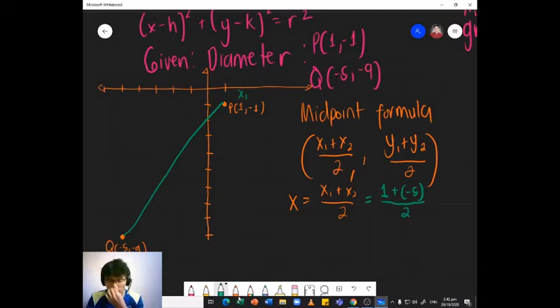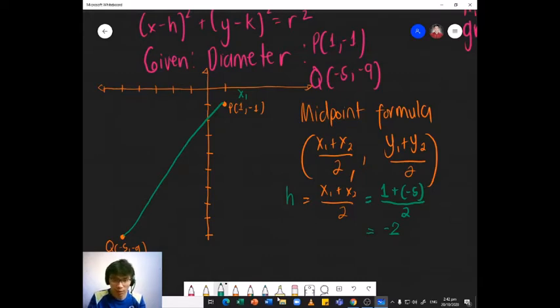If we solve this one out, it will become negative 4. Negative 4 divided by 2 is negative 2. So that is now the x, or your h. Let me change this one for you not to be confused about it. So this is your h, or your first term for x. That is negative 2.